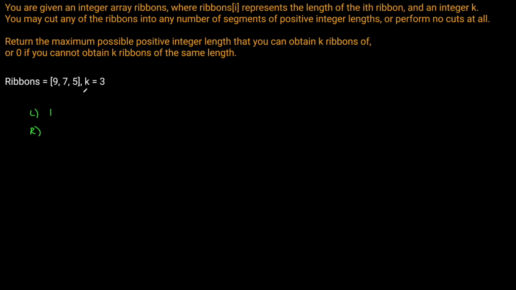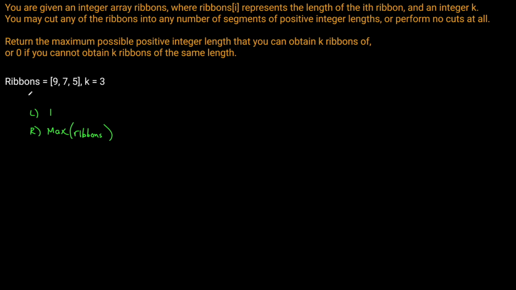We can't cut something of length 5 in 8, right? It's just not possible. We could do that for 9, but not for 5. So it follows that our right boundary is going to be whatever the maximum of our ribbons is. So that is our maximum.